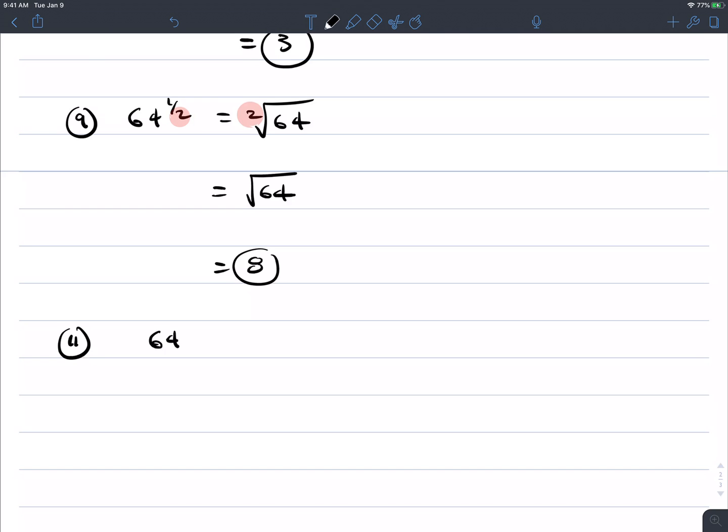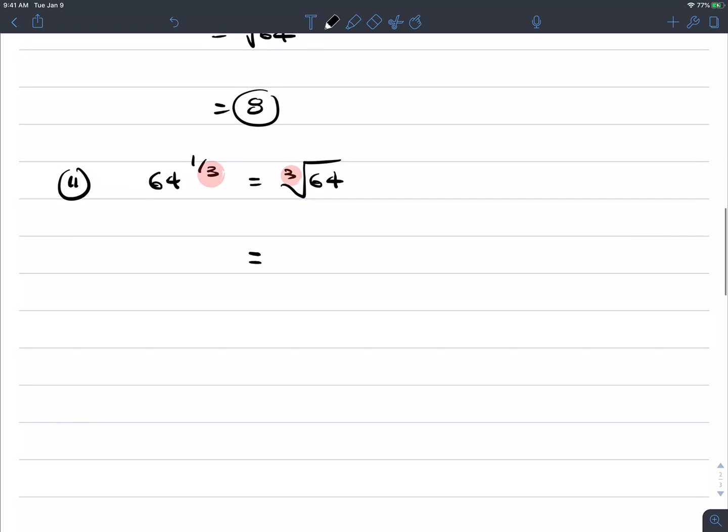Okay, now look at this. 64 to the 1/3 power. So this is going to be the cube root now of 64. So notice again, your denominator is the index for the radical. So that's a cube root. So we have to remember, what's the cube root of 64? Is that 4? How do you know? 4 to the 3rd power is 4 times 4, which is 16. 16 times 4 is 64.